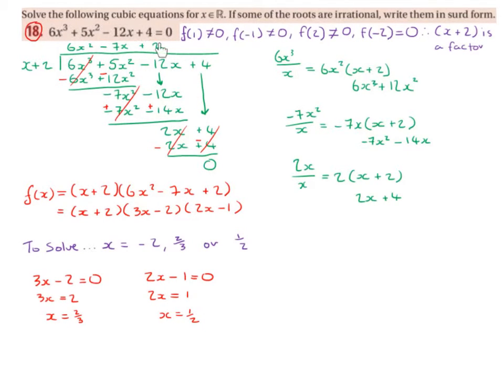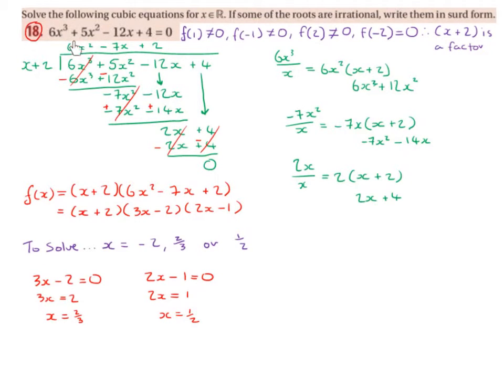So we set up our bus stop. We have our cubic expression underneath the bus stop, so 6x cubed plus 5x squared minus 12x plus 4. We have our factor, which is x plus 2, in front of the bus stop. So we take the highest power of x inside the bus stop, which is 6x cubed, divided by the highest power of x outside the bus stop, which is x. And 6x cubed divided by x is 6x squared. So we write the 6x squared on top of the bus stop.